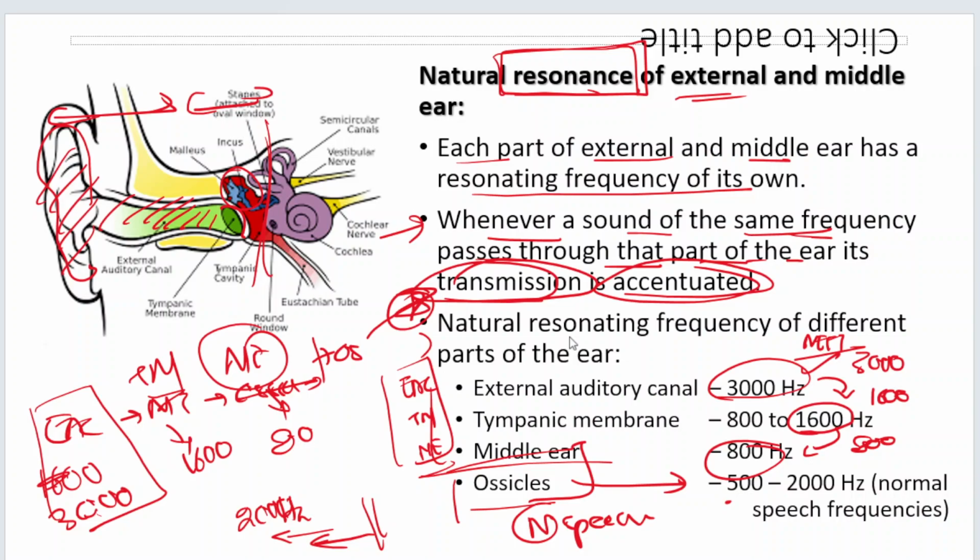So each part of this external or middle ear has a resonance of its own, and if sound of that frequency reaches that particular part of the ear, the transmission of that particular frequency is accentuated. So that is how the transformer action of the middle ear also functions, because each part of the conducting system has a resonance of its own, and when a sound of that frequency reaches, its transmission is accentuated.